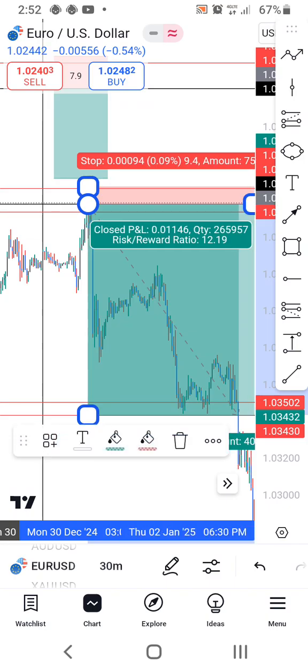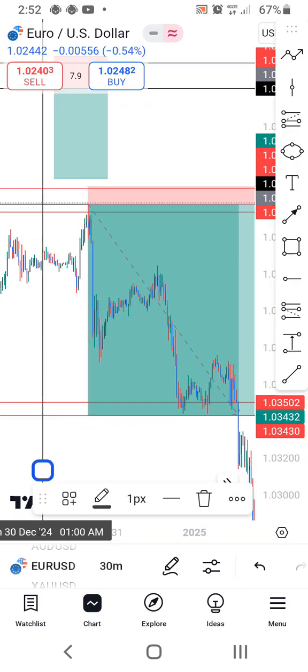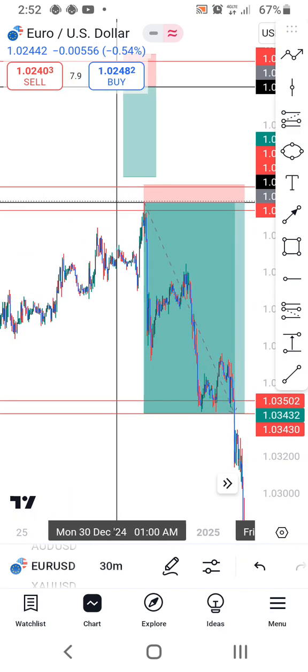Look at the risk to reward ratio, people. 9 pips of stop loss above. Downside 114. Risk to reward 12.19. You can get this, what I mean, people. This is awesome. This is awesome.